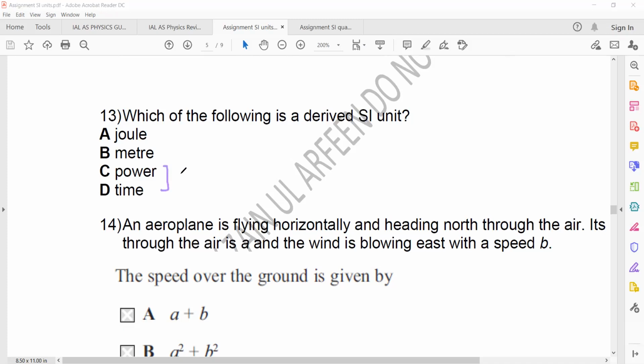Power and time are quantities, so they cannot be the answer. They're asking for a derived SI unit, so C and D are the quantities. Power is a quantity, time is a quantity, so they cannot be. Now you're left with joule and meter. Meter is an SI base unit, not a derived one. Joule, newton, and Pascal are derived SI units. So A is the answer. Is it clear?